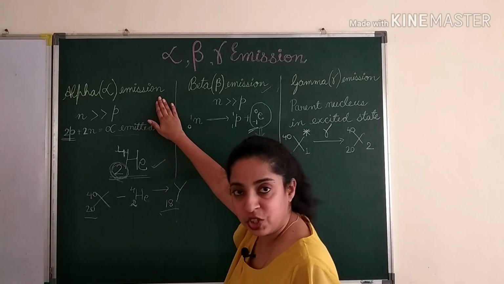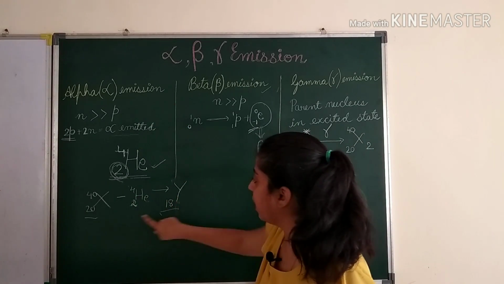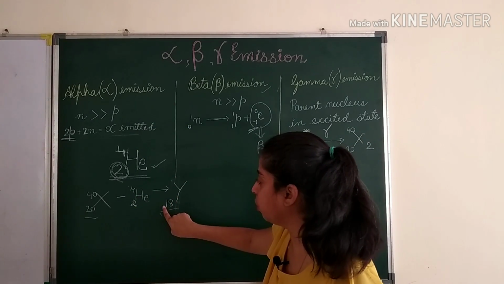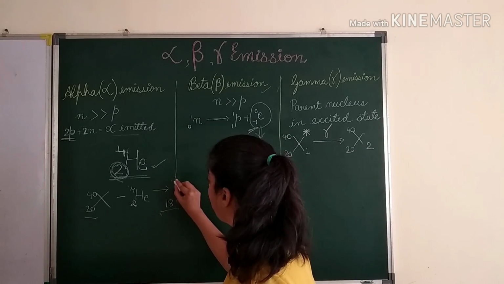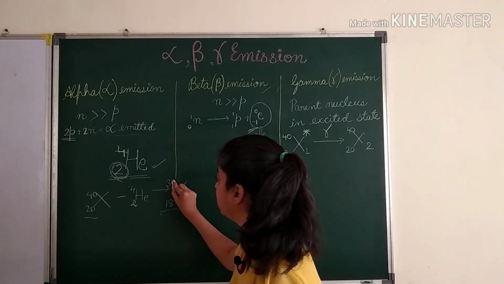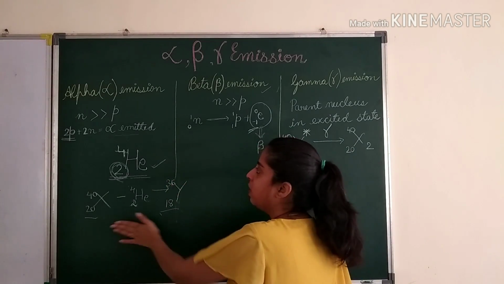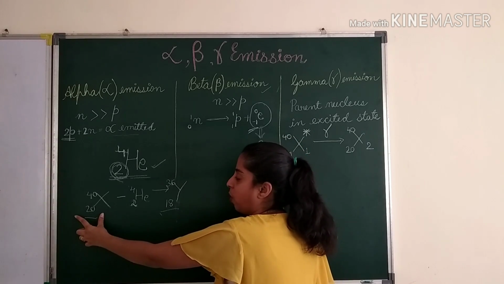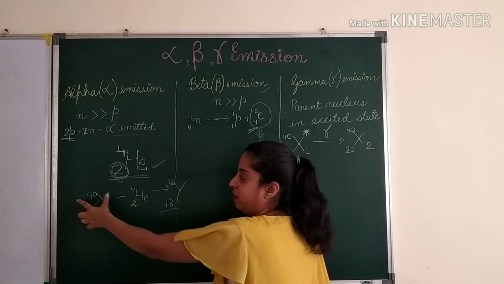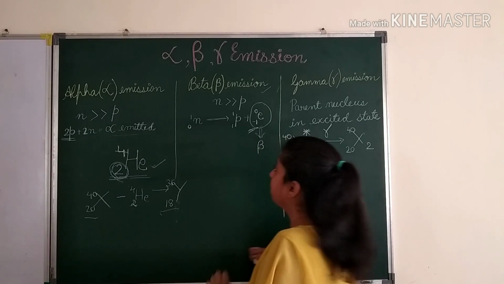So in alpha emission, to recap, there will be a loss of 2 here and a loss of 4 here. So this becomes 36. Whenever an alpha particle is emitted, if this is 20, this becomes 18. If this is 40, this becomes 36.